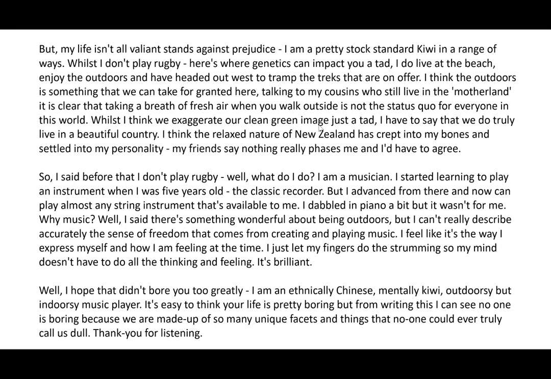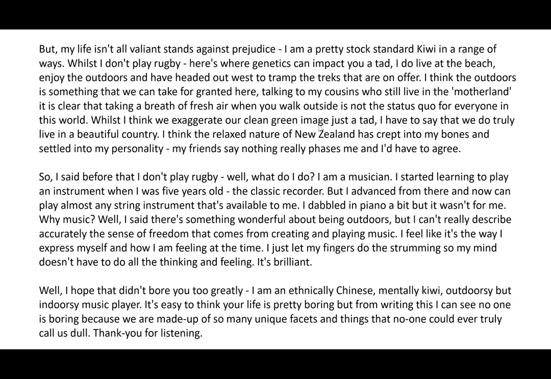Whilst I don't play rugby, here's where genetics can impact you a tad, I do live at the beach, enjoy the outdoors, and have headed out west to tramp the treks that are on offer. I think the outdoors is something that we can take for granted here. Talking to my cousin who still lives in the motherland, it is clear that taking a breath of fresh air when you walk outside is not the status quo for everyone in this world.